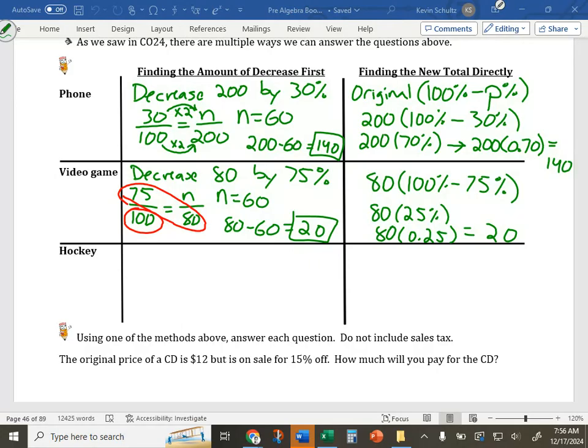And once you do one method, give the other one a shot if you want to. Decrease 3.7 by 24%. That is our goal. Check your answer with the neighbor. Make sure you got it.